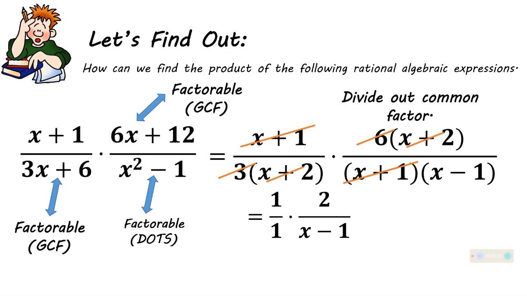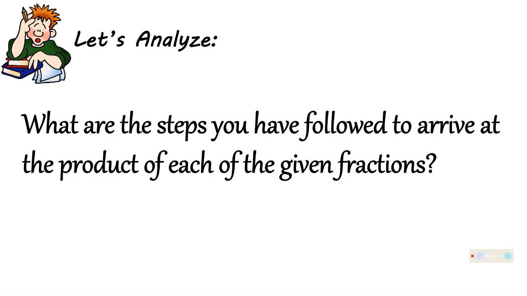As you have seen, our first fraction here becomes 1 over 1, and our second fraction becomes 2 over x minus 1. Then you are going to simplify for you to have the final answer. So the product of this is 2 over x minus 1. I hope you get it. So what are the steps you have followed to arrive at the product of each of the given fractions? Number 1, you are going to factor out. Make sure that all the factorable numerators and denominators are factored out. And then, you are going to divide out the common factors and then simplify and multiply.